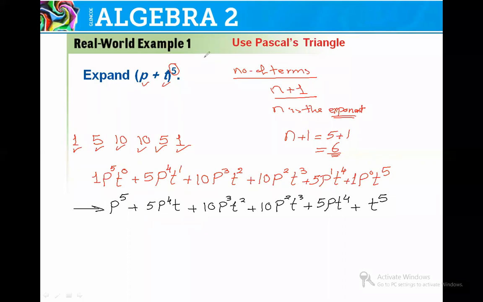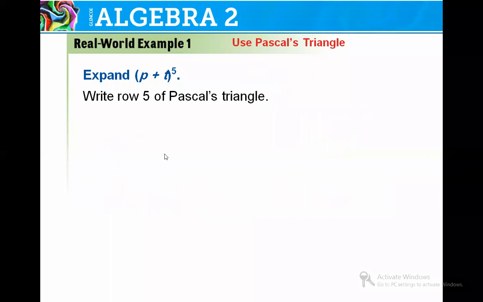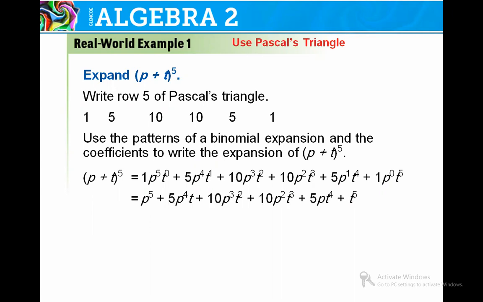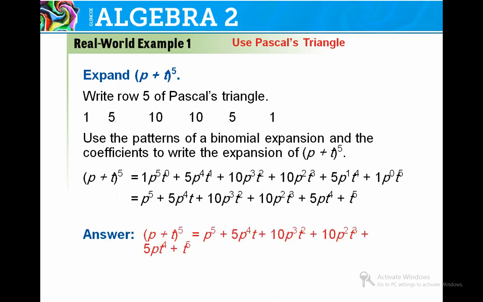Let's start to get the answer this way. Write row 5 in the Pascal triangle, which is 1, 5, 10, 10, 5, 1. Then after that, we go by the pattern, as we said. After that, we write the simplest form, and this is our answer.